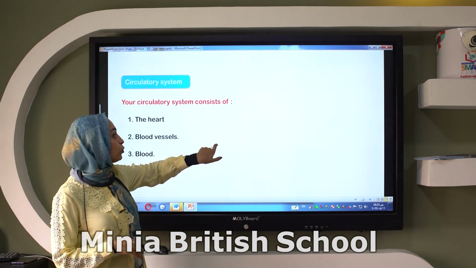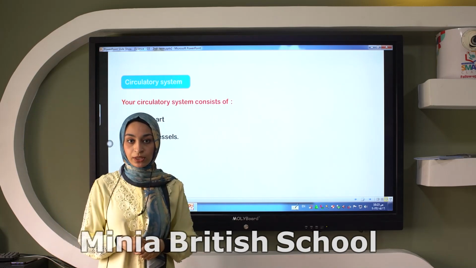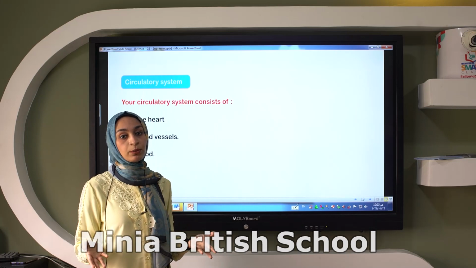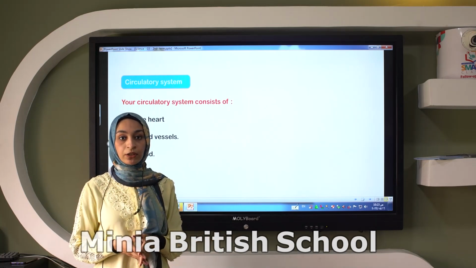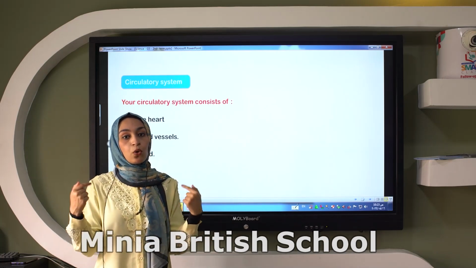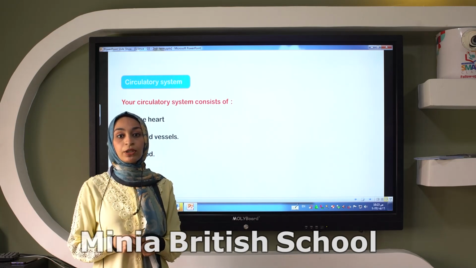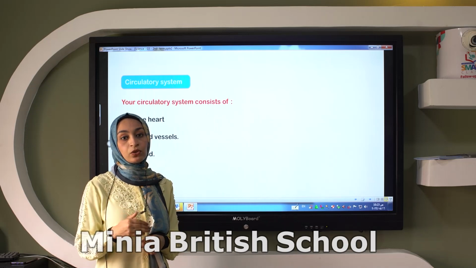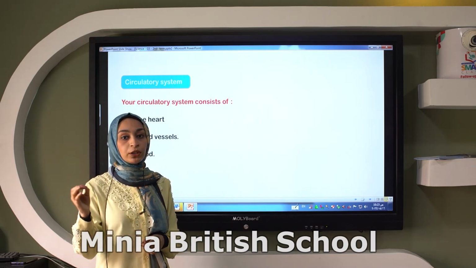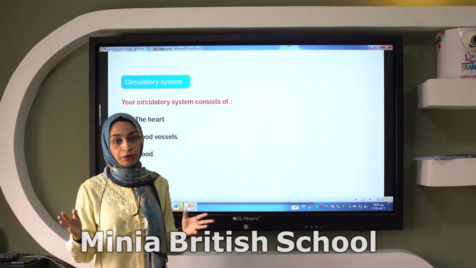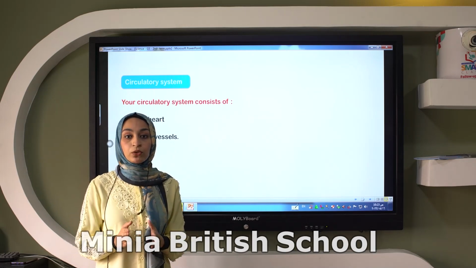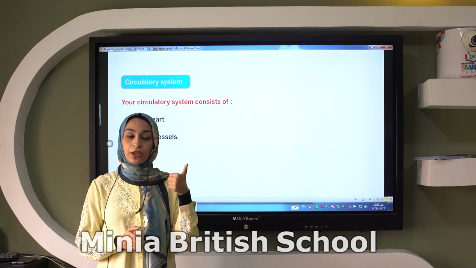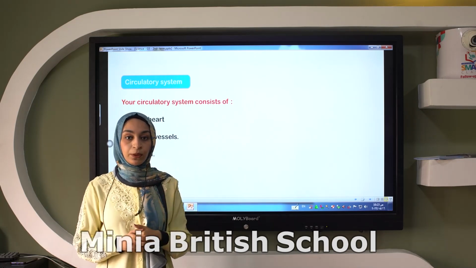Unit 2, as we know, starts with the circulatory system. We can call it the transporting system as it's responsible for transporting materials like digested food and oxygen to all the body cells, and carrying waste like carbon dioxide, water vapor, exhaust salt and exhaust water to special organs to get rid of them. The circulatory system consists of three main parts, which are the heart, the blood vessels, and the blood.